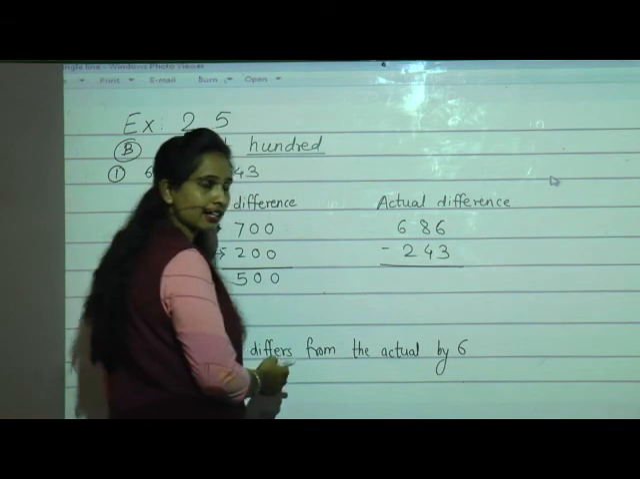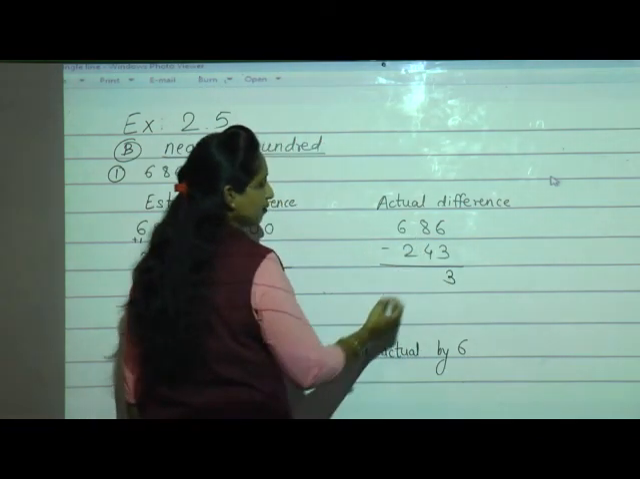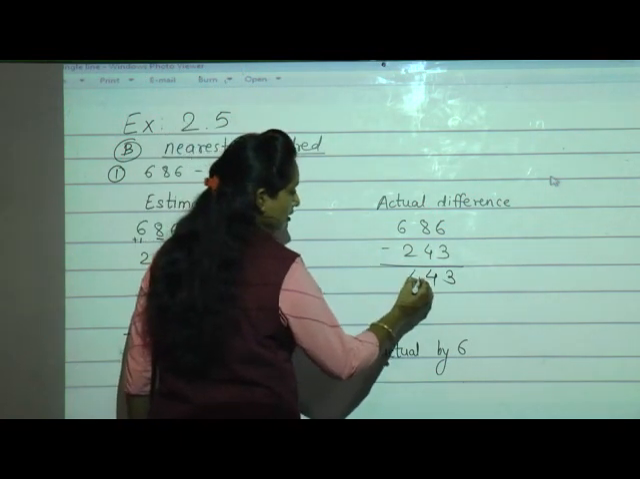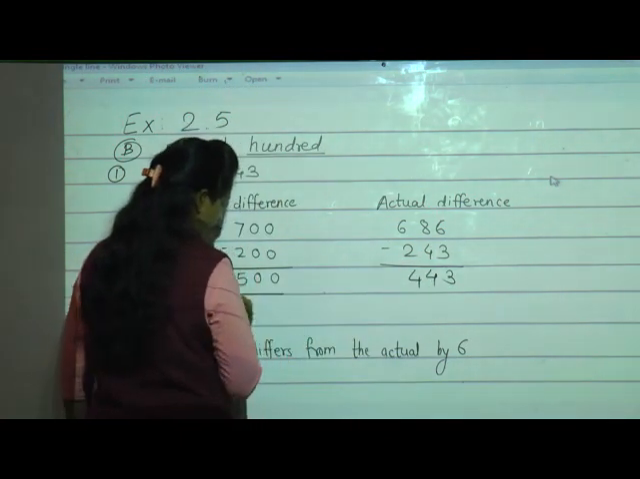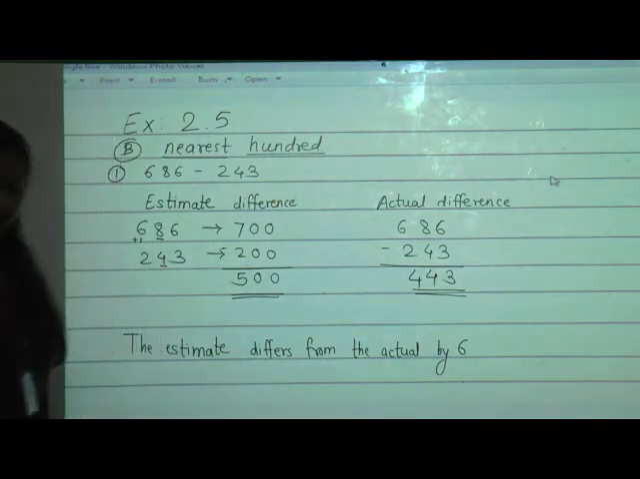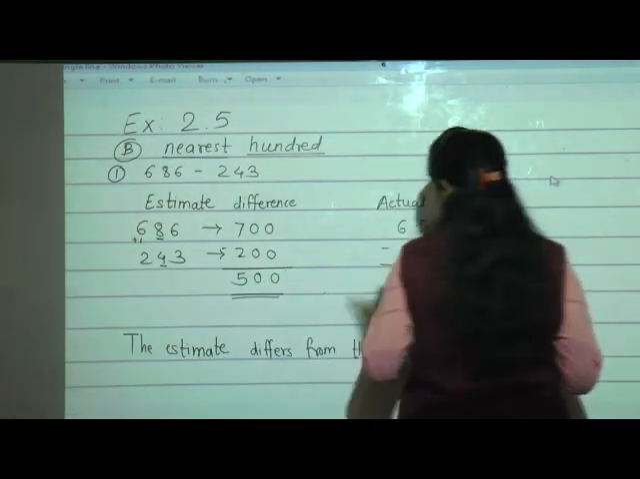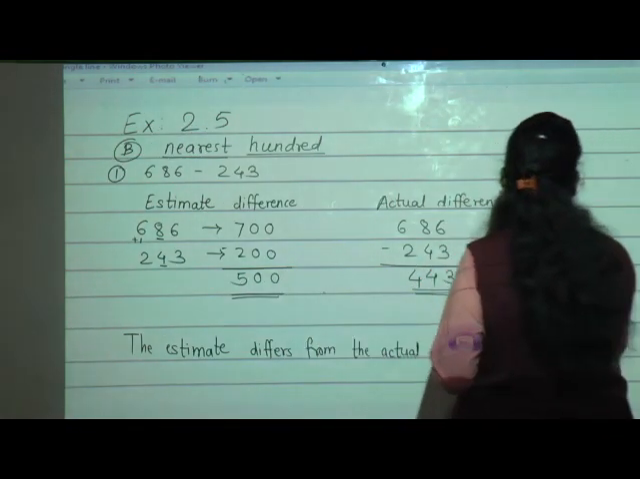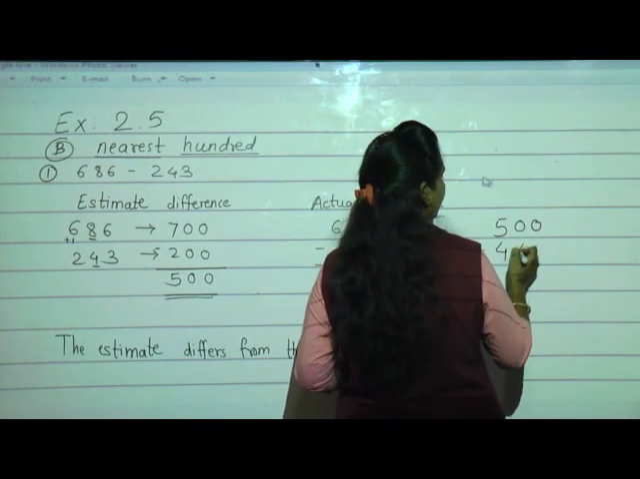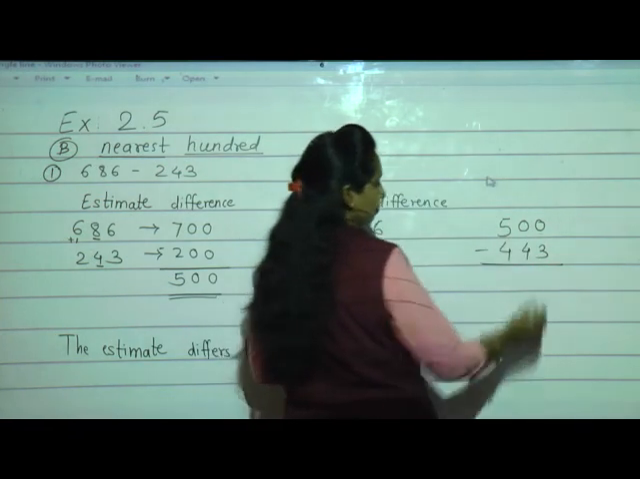6 minus 3 is 3. 8 minus 4 is 4. 6 minus 2 is 4. So this is the estimate difference and this is the actual difference. But how much does it differ? We have to find out now. Which is greater, 500 or 443? Of course 500. So we have to subtract 443 from 500.